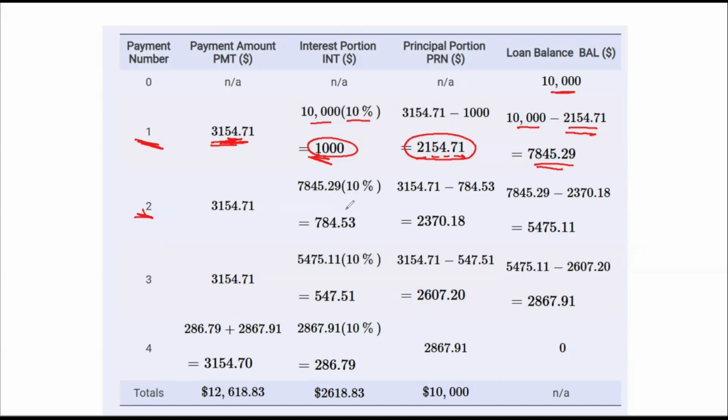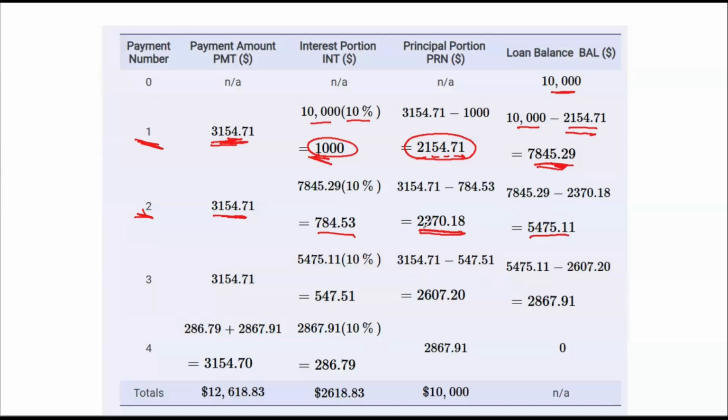Again, same process at the beginning. 10% of that is this. So out of this $3,154.71, $781.53 you have to pay in interest, right? So in effect, you are paying this amount now towards the balance that you owe them, $7,845.29. You're only paying $2,370.18 towards that. So at the end of the second year, this is what you owe them.